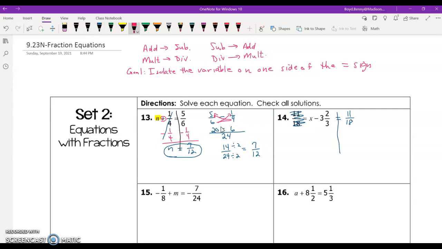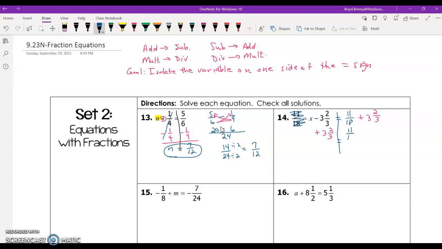And in this problem, I notice that I've got subtraction tied to the variable. So I need to add 3 2/3. Now, since I'm eventually going to write this next to the 11 over 18 to work it out, I'm going to go ahead and do that now. Now, I don't like adding mixed numbers to fractions. So what I do is I change this to an improper fraction.